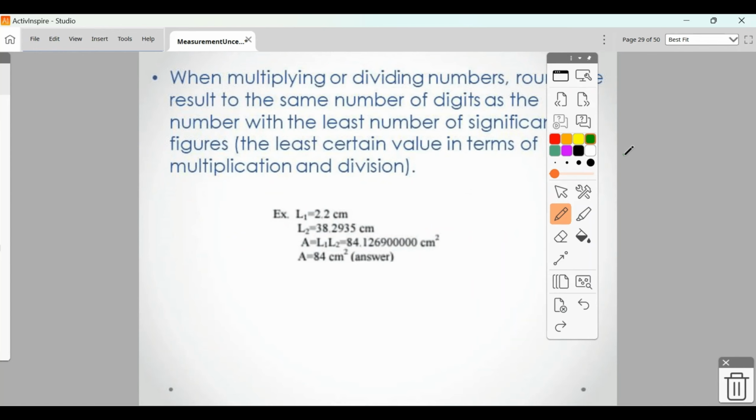Let's go to the next. Okay, in multiplication and division, we should put our answer the same as the number with the least significant figures, unlike addition and subtraction. In addition and subtraction, our answer should be the same as the number with the least decimal places. But here, it should be the same as the number with the least significant figures. And here, in this example, the number with the least significant figures is this one, 2.2, 2 sig fig. Okay, 2 sig fig. So this is L1 and this is L2.